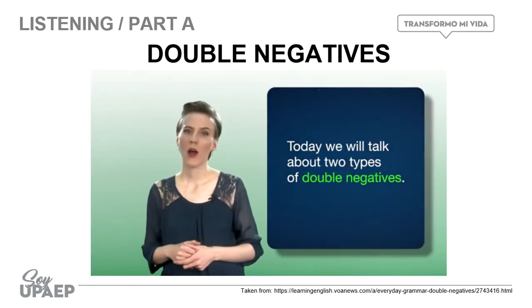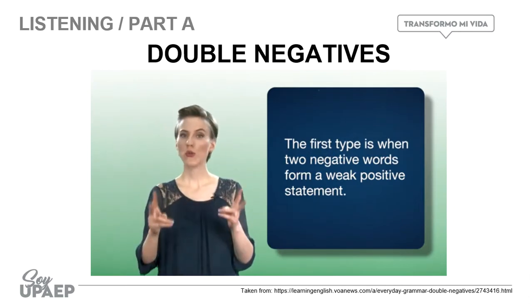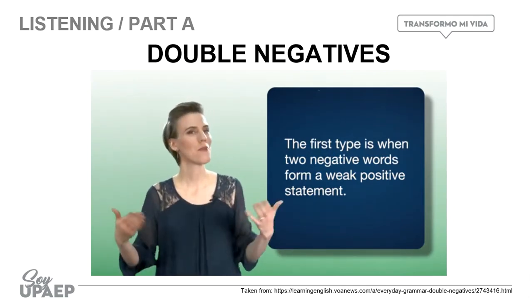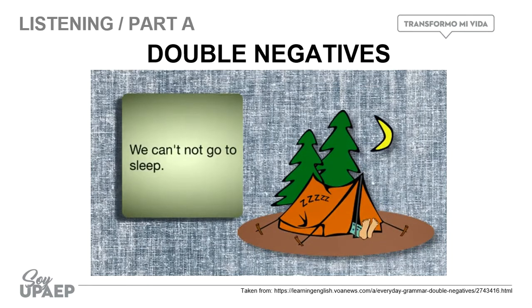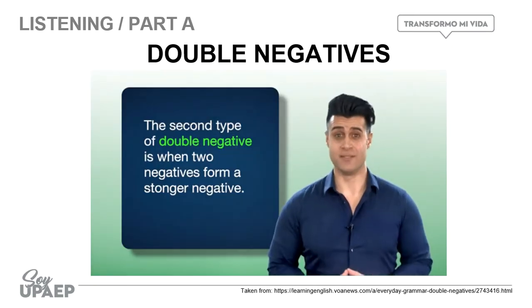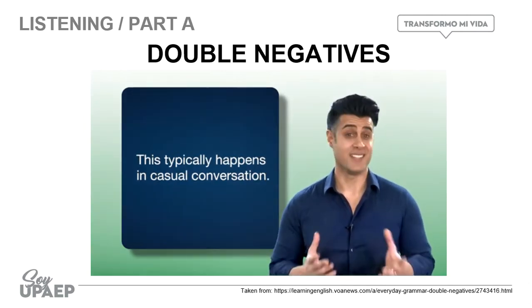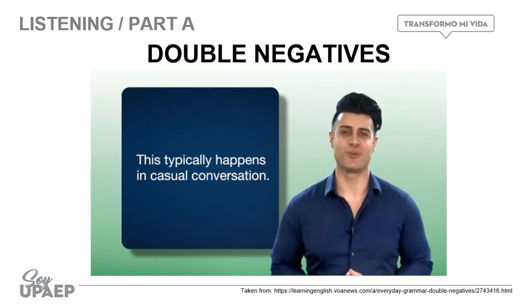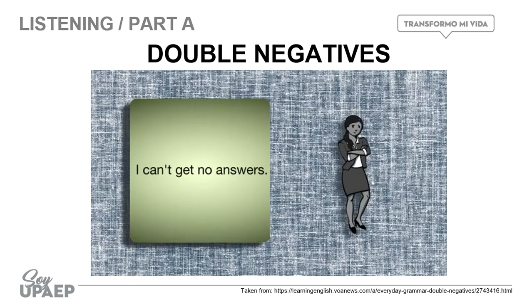A double negative is when you use two negative words in the same clause of a sentence. There isn't no other way. Today, we will talk about two types of double negatives. The first type is when two negative words form a weak positive statement. We can't not go to sleep. Time is not unlimited. The second type of double negative is when two negatives form a stronger negative. This typically happens in casual conversation. I don't know nothing. I can't get no answers.